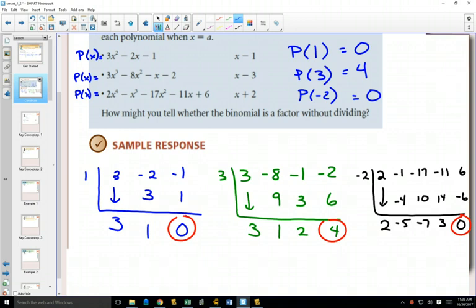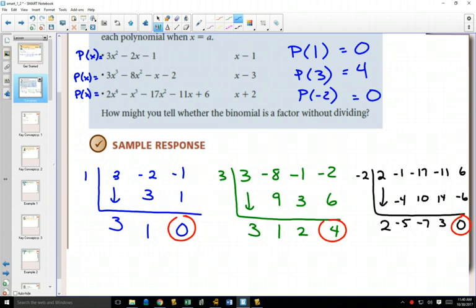In the last one, though, plugging in negative 2 into this, you'd have 2 times negative 2 to the power 4 minus negative 2 to the power 3. And all of those things have to be added together to get 0. It might actually be quicker to do the synthetic division.